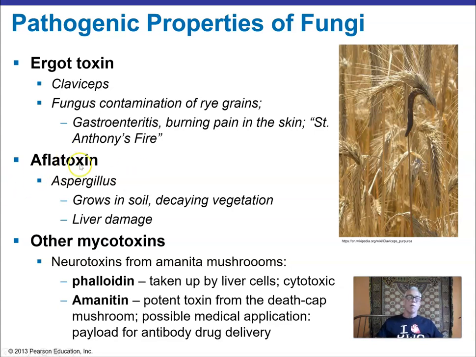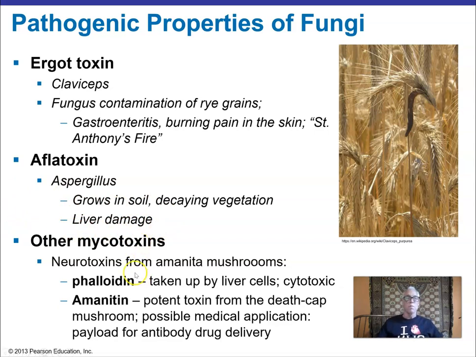Aflatoxin is a fairly powerful toxin that's produced by growth of various Aspergillus species on decaying vegetation in the soil. It can cause liver damage, kills liver cells. This homes in on liver cells and causes liver cell death.